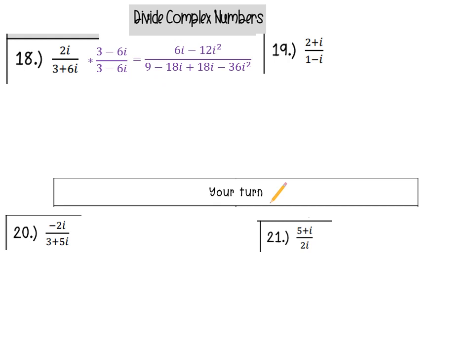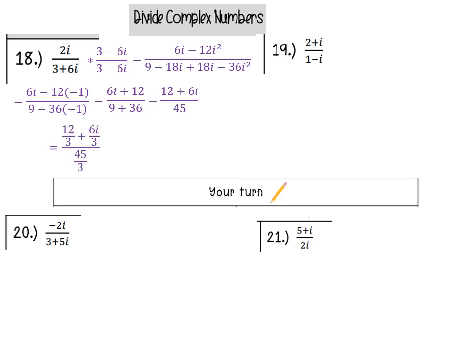Take a moment to get that written down. And then we have to simplify from there. So the top, that's going to be 6i minus 12 times negative 1. On the bottom, the middles cancel. We're always going to do that. And then that's going to be 9 minus 36 times negative 1. So that's 6i plus 12 on top, 9 plus 36 on the bottom. That gets us 12 plus 6i over 45. All of those are divisible by 3, so we do that. And that gets us 4 plus 2i on top over 15, and we are done.